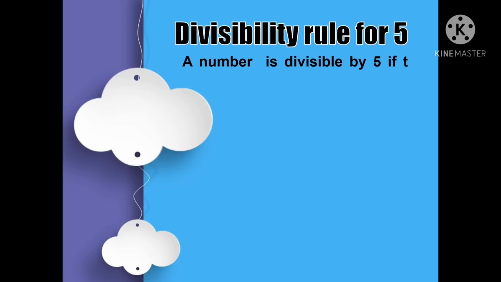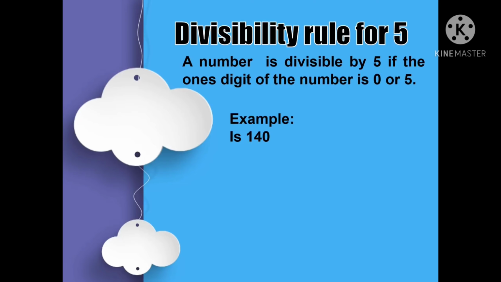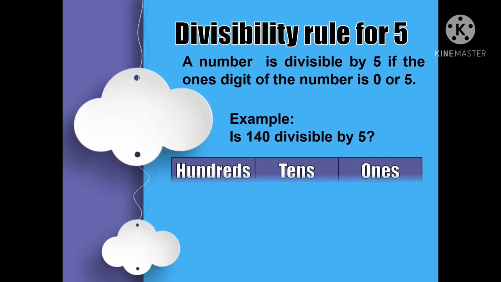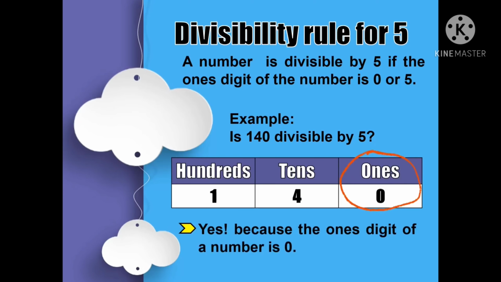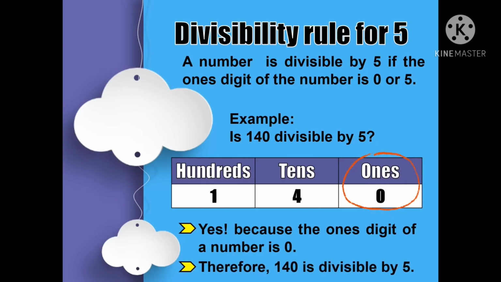A number is divisible by 5 if the ones digit of the number is 0 or 5. Again, if the ones digit of the number is 0 or 5, that means that it's divisible by 5. So example, 140 is divisible by 5. So the ones digit is 0. Therefore, 140 is divisible by 5.